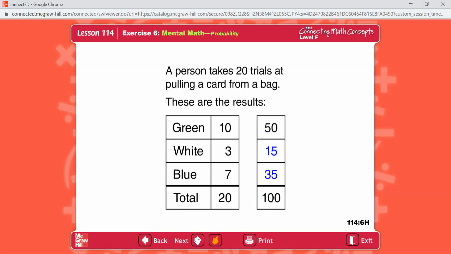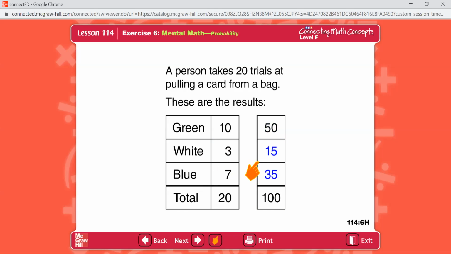Here is what you should have. 5 times as many of 3 is 15, because 3 times 5 is 15. 5 times as many from 7 is 35, because 7 times 5 is 35. Great job. Now, let's find part 4 in your textbook.